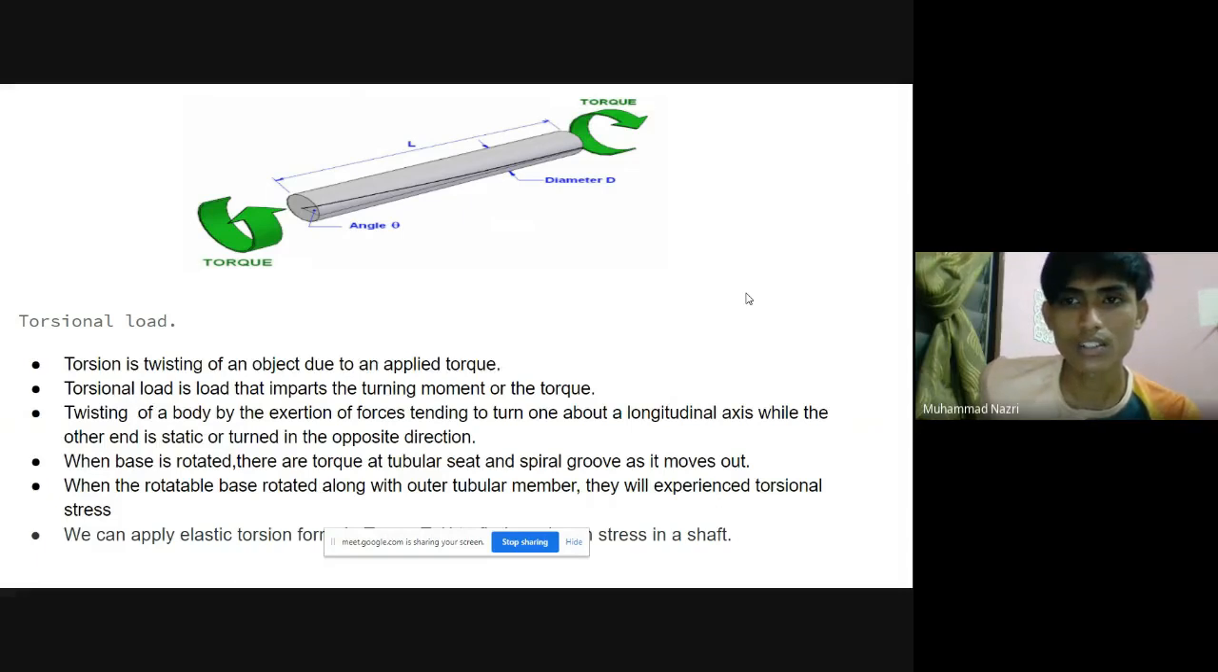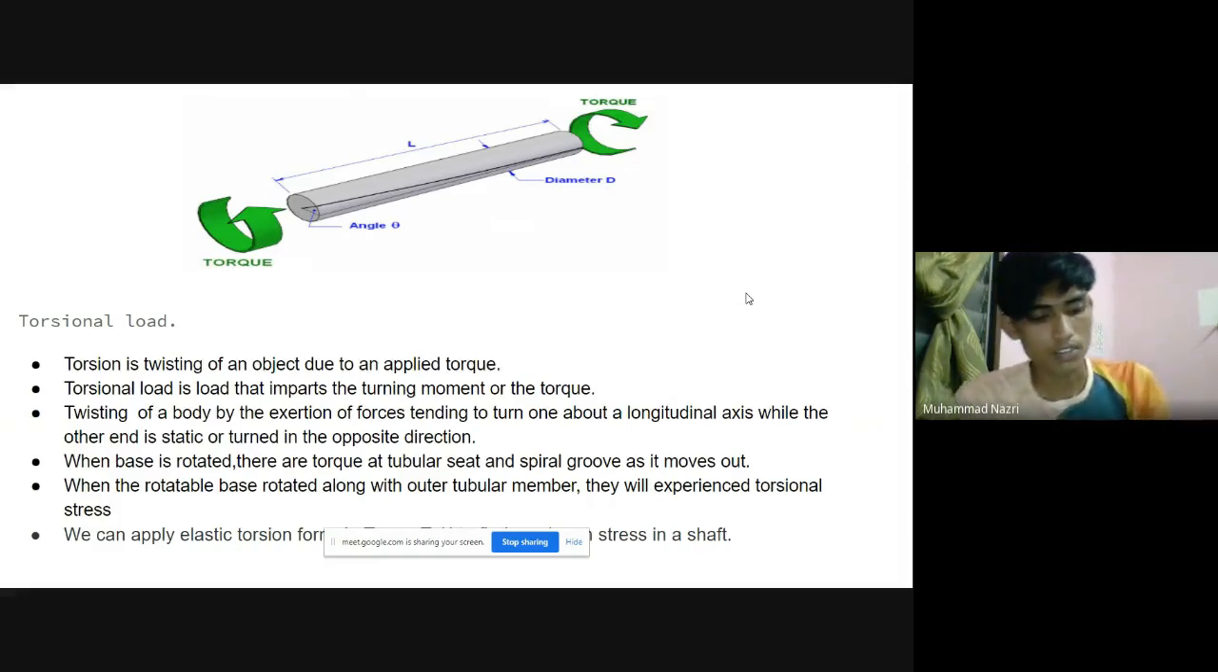So the torsional load happens at the lipstick when the base is rotated. They are torqued at the tubular seat and the spiral groove as the lipstick is moving out. When the rotatable base rotates along the outer tubular member, they will also experience torsional stress. If twisting is being experienced by a component, it will deform because it will experience shear stress.